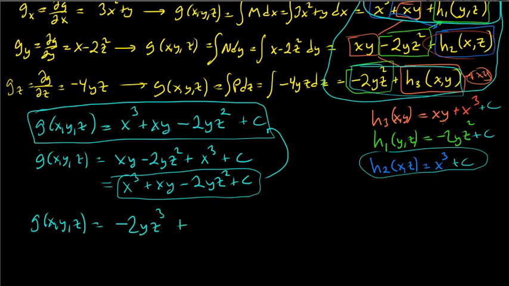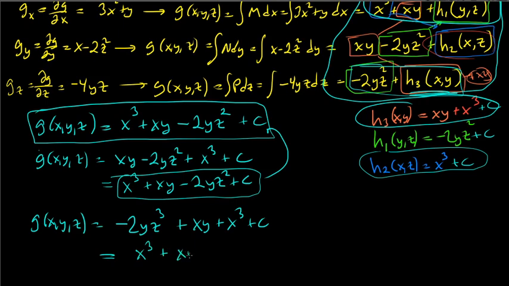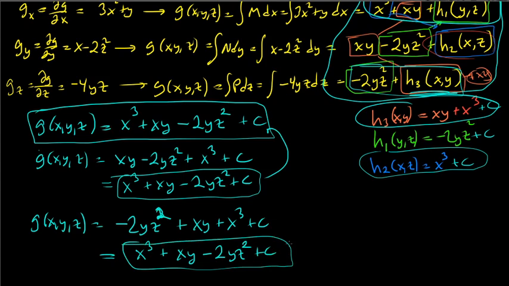All right, now what is h3 of x and y? It's going to be all of this. It's going to be xy plus x cubed plus c. And again, except for the order, this is all the same thing. So I'll put the x cubed first, then the xy, and then the minus 2yz. Oh, sorry, not cubed, squared, plus c. Okay, yep, same thing for all three. So that's your potential function.